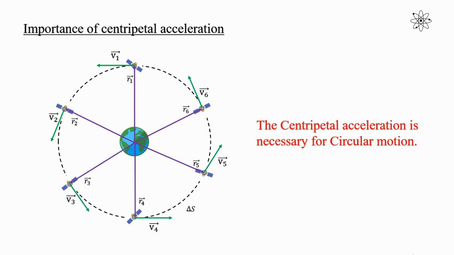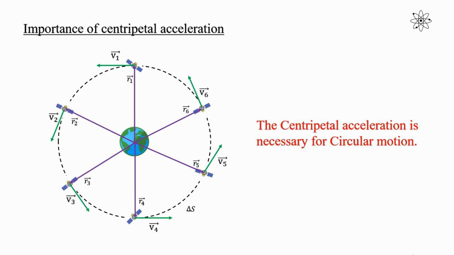Note down, students, the centripetal acceleration is necessary for circular motion. The centripetal force is responsible for the change in the direction of motion, that is, the change in the direction of velocity. For circular motion, we know the direction of motion changes at every position. So for any circular motion, centripetal acceleration is necessary. Without this acceleration, circular motion is not possible.